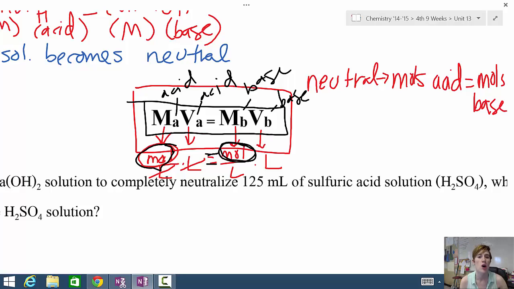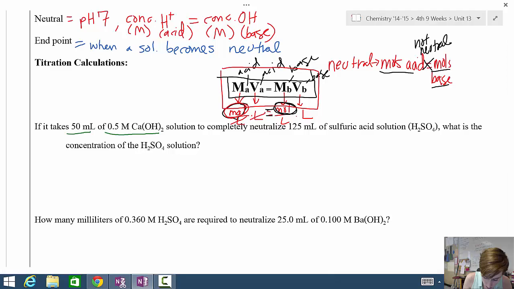But this formula is only true when the substance is neutral. Because when the substance is not neutral, the moles of the acid will not equal the moles of the base. So this is the molarity of my base, and this is the volume of my base. To completely neutralize, since it's at neutral, I can use this formula.